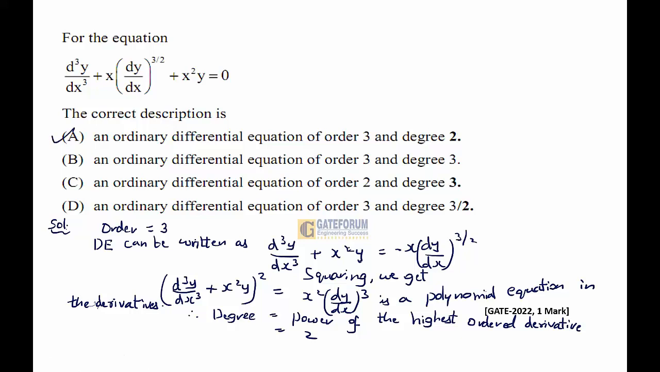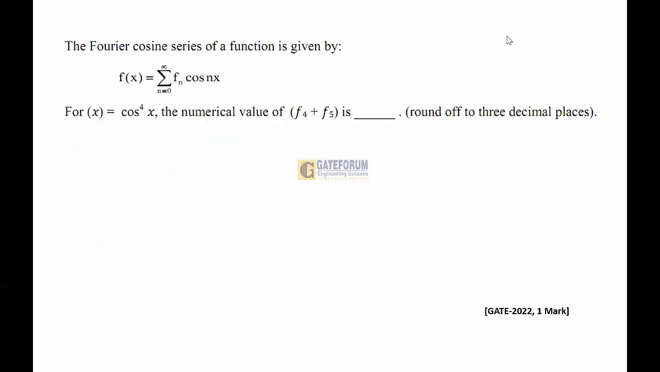Okay. So this is the end of the question. The question is, the Fourier cosine series of a function is given by f(x) is equal to the summation n equals 0 to infinity f_n times cos nx. For f(x) equal to cos⁴x, this is f(x). The numerical value of f_4 plus f_5, rounded off to 3 decimal places. This is from engineering mathematics, from the topic Fourier series, subtopic Fourier series, topic calculus.